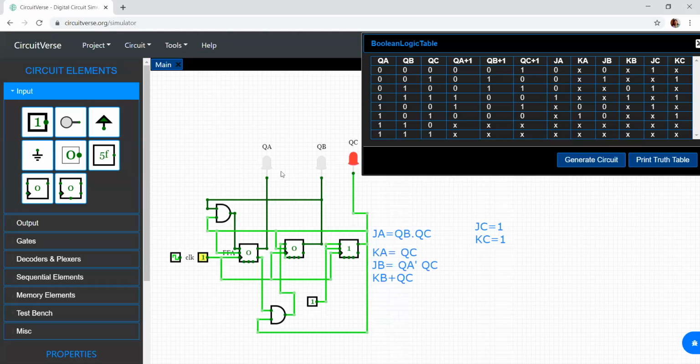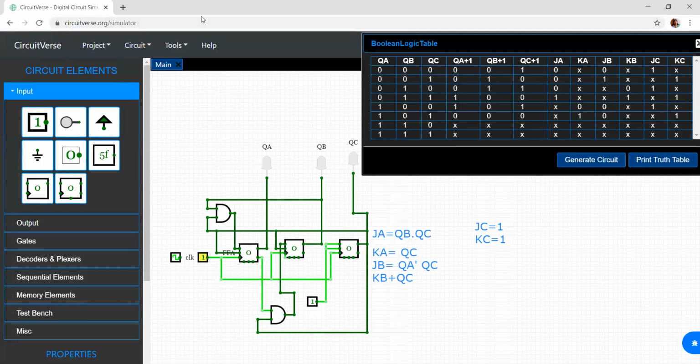So during the first clock cycle, 0, 0, 1. Next, 0, 1, 0. Next, 0, 1, 1. Next, 1, 0, 0. Next, 1, 0, 1. What should be the next state? Next state should be 0, 0, 0 because our counter is counting only from 0, 0, 0 to 5. So the next state should be 0. Then again it will go to 1, 2, 3, 4, 5 and 0. So our design is perfect.